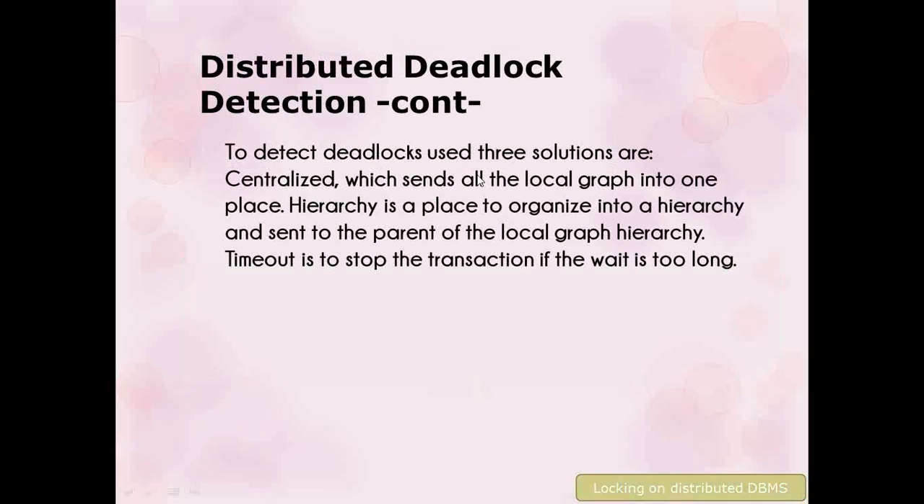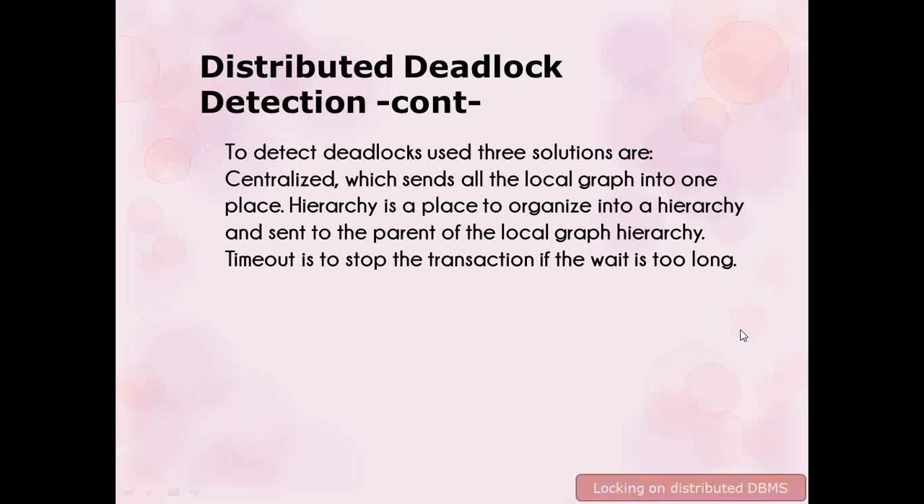To detect deadlocks, use three solutions. Centralized, which sends all the local graphs to one place. Hierarchy, which organizes places into a hierarchy and sends local graphs to the parent in the hierarchy. And timeout, which stops the transaction if the wait is too long, like that.